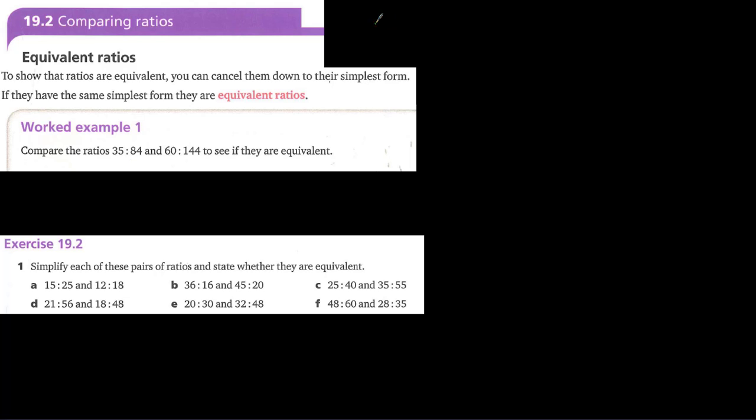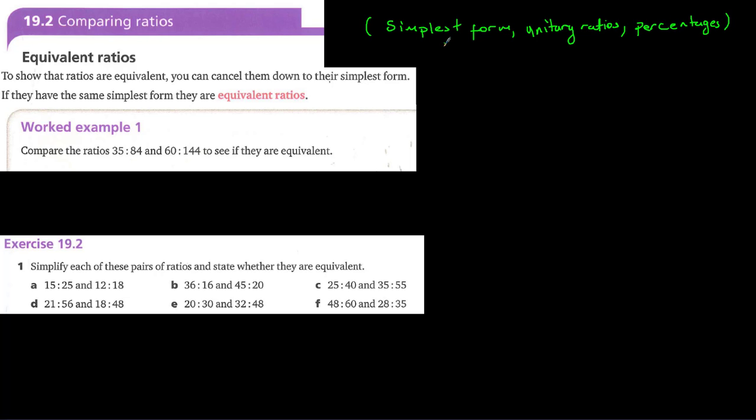There are three methods to compare ratios. One of them is to write them in their simplest form, which gives equivalent ratios. So the first method is simplest form. The second one, we may convert them to unitary ratios. So the second method is unitary ratios, and the third one is to convert them to percentages.